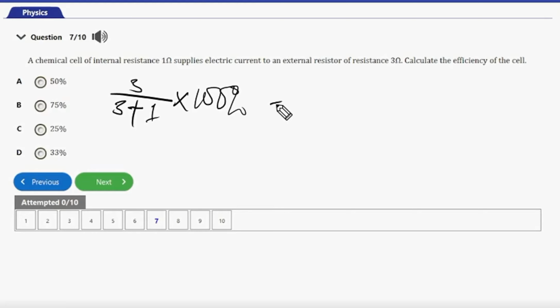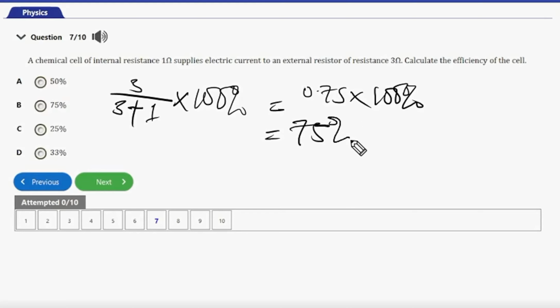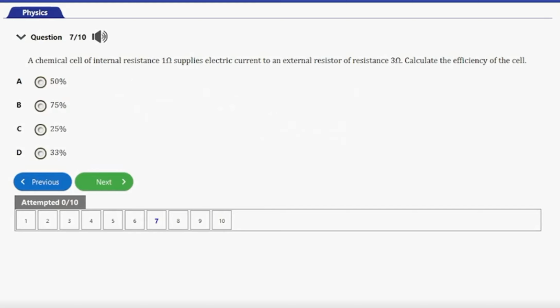So this will be 3 over 4 here. So 3 over 4 is 0.75 times 100%, and this will be 75%, and that's option B here, guys. Option B is the answer to this question. So let's swipe this off and let's go ahead and consider the next question, guys.